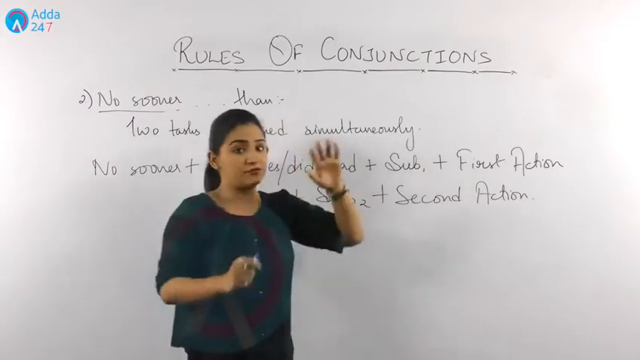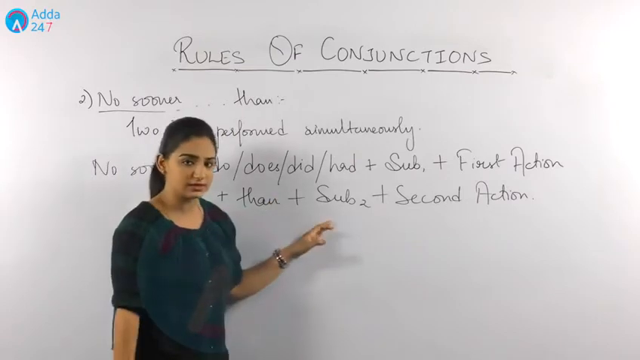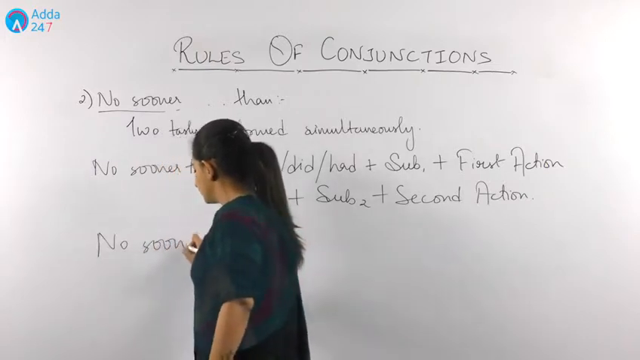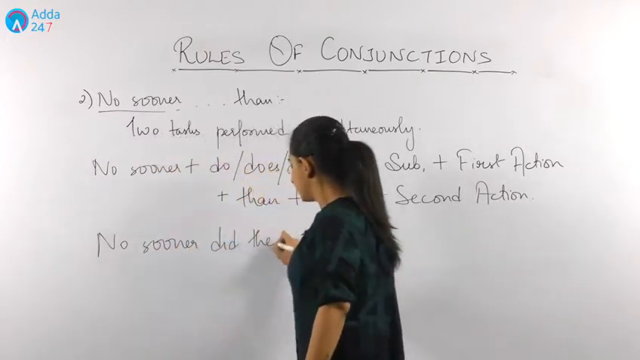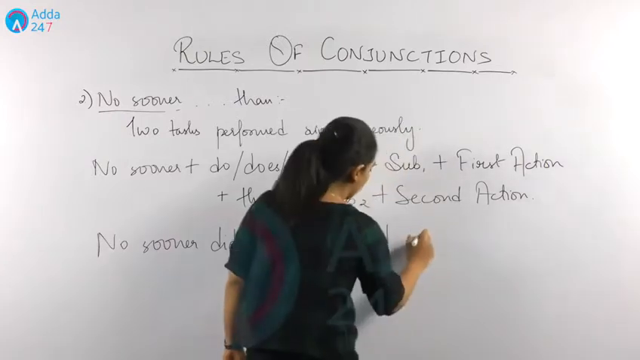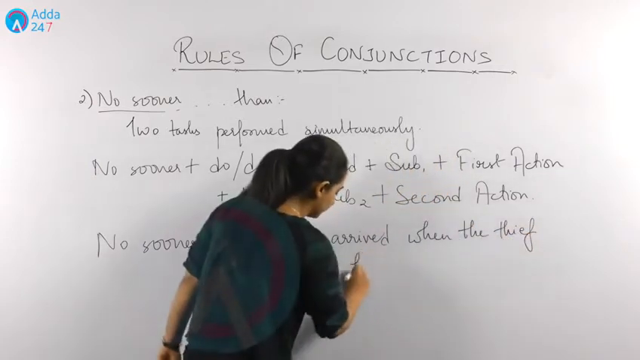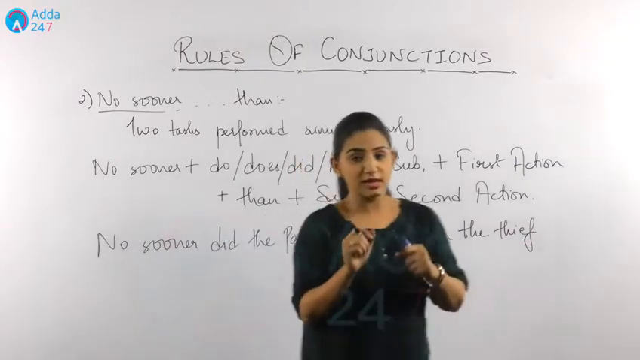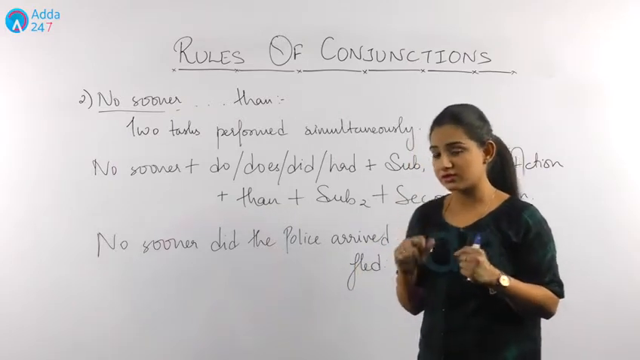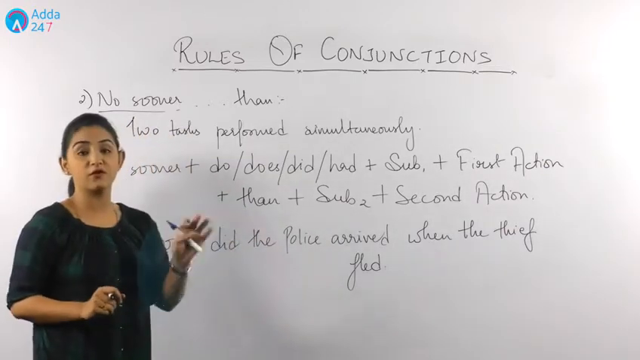And mind it, when I write first action, it is related to the first subject, and when I write second action, that is related to the second subject. Now let's take an example. "No sooner did the police arrived when the thief fled." Now, can you tell me what are the errors in this sentence? Mind it, I said what are the errors. That means there is more than one error in this sentence.